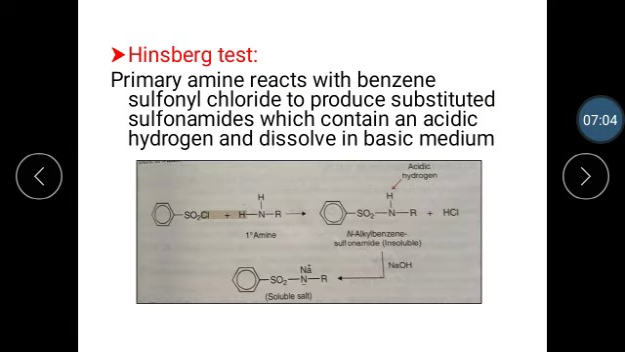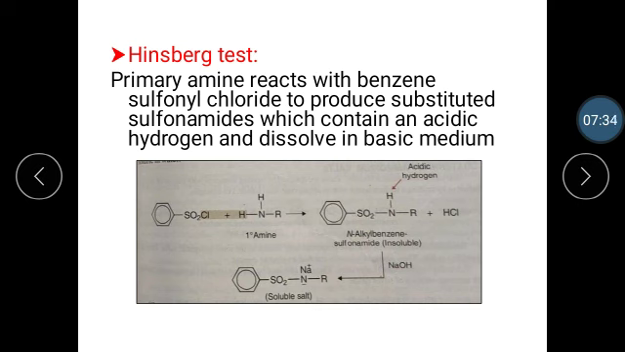The next test is Hinsberg test. The reagent used in this test is benzene sulfonyl chloride. Amines react with benzene sulfonyl chloride in alkaline medium. Materials required for Hinsberg test: primary, secondary and tertiary amines, 25% sodium hydroxide, distilled water, benzene sulfonyl chloride, concentrated HCl.